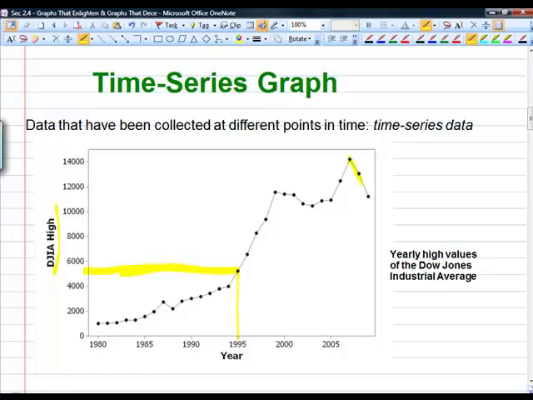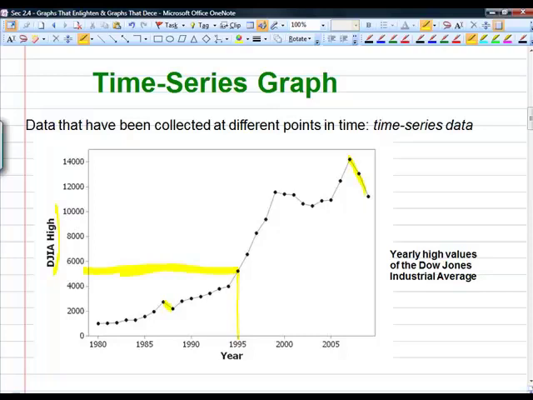When you see any sharp downward turns, that usually means we've entered a recession. And about 2007, 2008, we started entering a recession. The economy started doing badly. So that's how you can look at a time series graph.